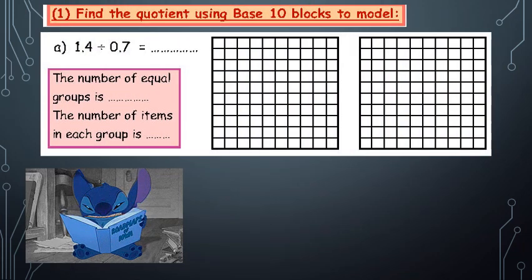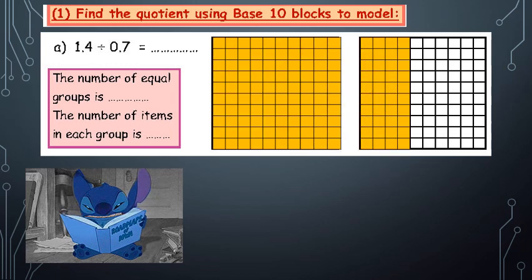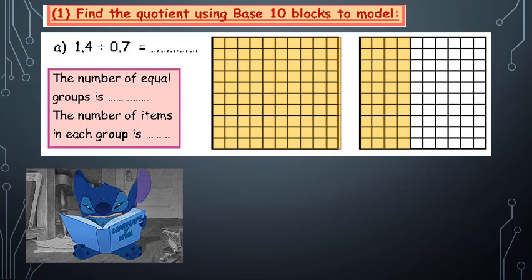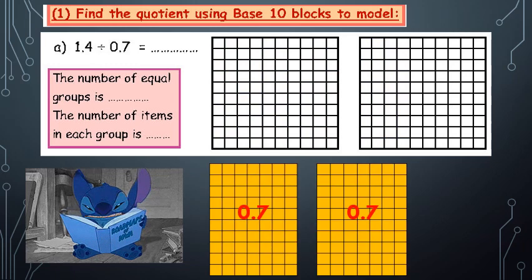Find the quotient using the models. First, 1 and 4 tenths divided by 7 tenths. 1 whole and 4 columns divided by 7 tenths. So we'll cut them into 7 columns and 7 columns. We will make 2 whole groups. So the quotient will be 2. The number of equal groups is 2, and the number of items in each group equals 0.7, the 7 columns.